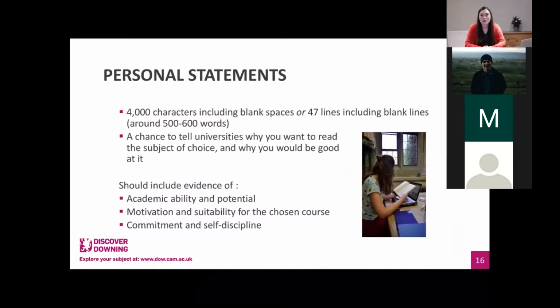So the application then, we'll start with personal statements. This is something people get very worried about. Your personal statement is 4,000 characters, including blank spaces, or 47 lines of text. So that's roughly about an A4 piece of writing, just to give you an idea of how much you're expected to write.